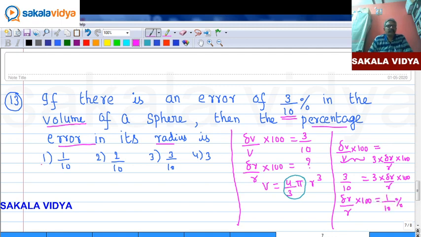So that means 1 by 10, or simply: if the percentage error in the volume is something k, if you want to find out percentage error in radius, divide by 3. So that will be k by 3, or multiply it by 1 by 3. So multiply it by 1 by 3, 3 gets cancelled, we have 1 by 10. That also we can do.